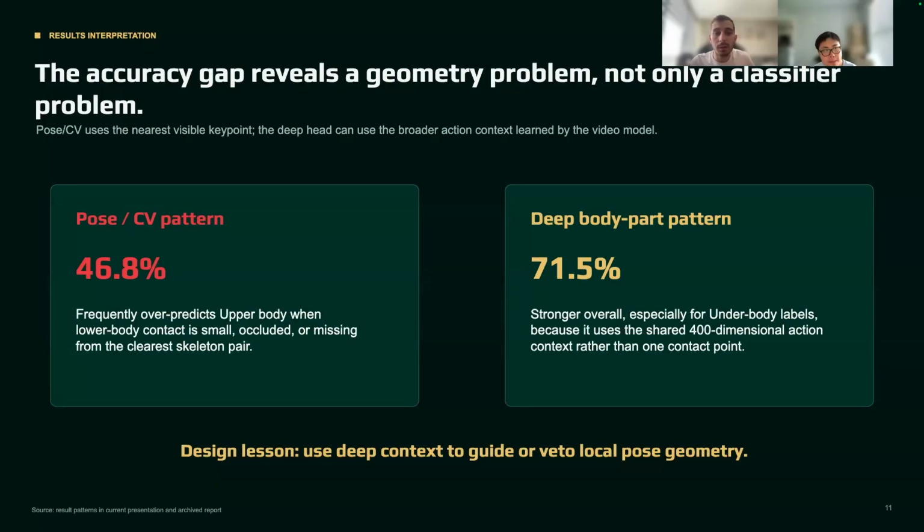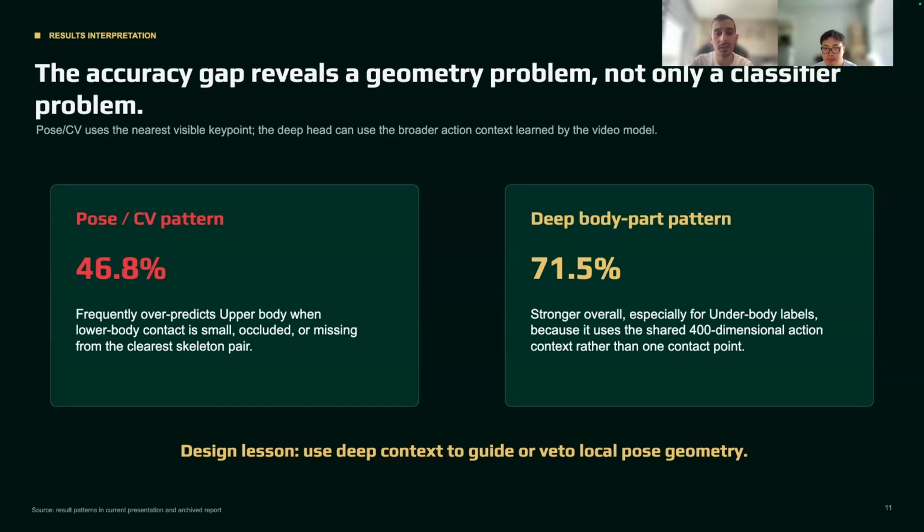The deep body part head performs better because it uses the shared 400 dimensional action representation, and it can learn patterns from a full video clip, such as body motion, player orientation, and overall tactical structure. It is not forced to make this decision from one geometric point. However, the deep head is not perfect. It still confuses some upper body examples and it does not directly produce spatial contact location.